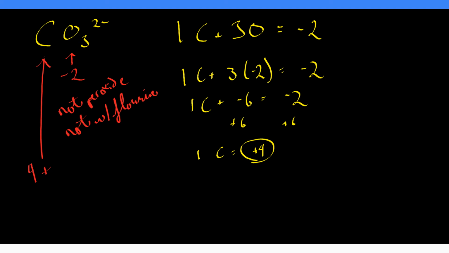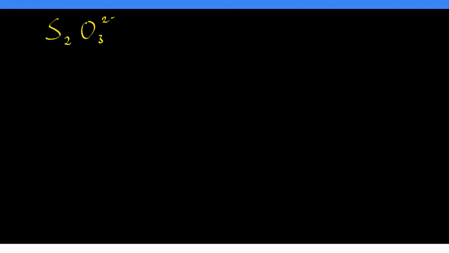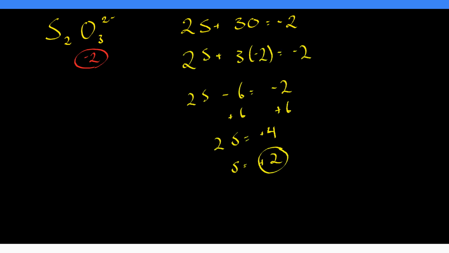Let's go ahead and move on to our next example, thiosulfate. Now, thiosulfate is S2O3 2-. The individual oxidation numbers need to add up to the total charge of the compound still, so it's 2S plus 3O equals -2. Oxygen, still not a peroxide, still not bound to fluorine, it's still -2. So let's run through the algebra. 2S plus 3 times -2 equals -2.